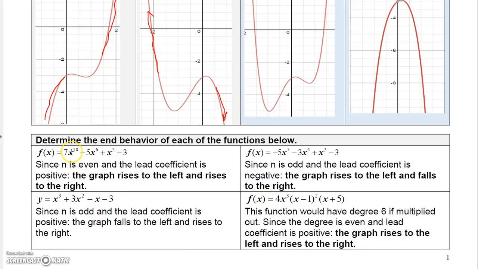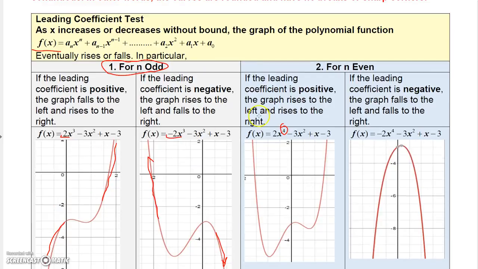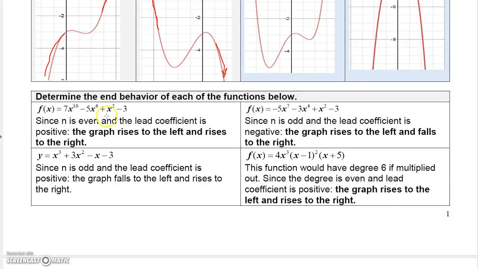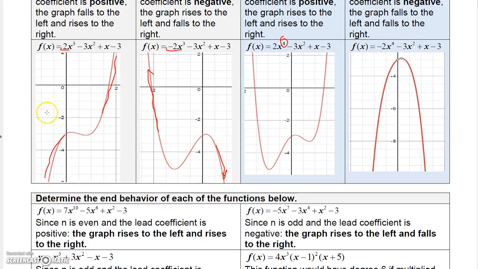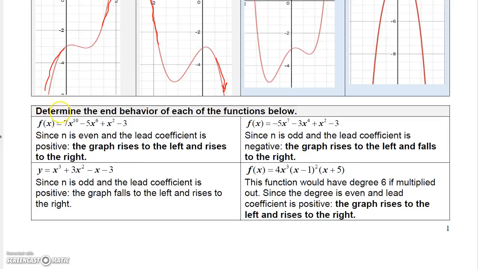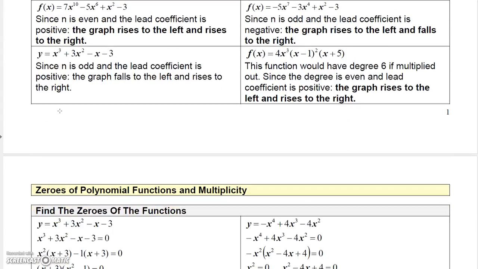Here the exponent is even, so that would put us over here, and if the coefficient is positive, which is what we have here, 7 is positive, then the graph rises to the left and rises to the right. But then when you move down here, the exponent is odd, and the coefficient is understood to be 1, so the leading coefficient is positive, so the graph falls to the left and rises to the right, like it did up here with this one. Okay, and you can read the other two.